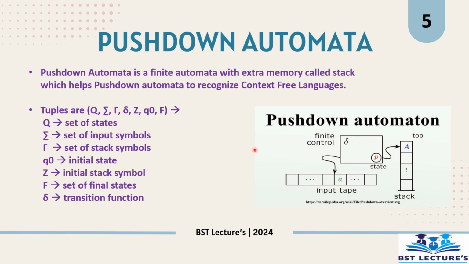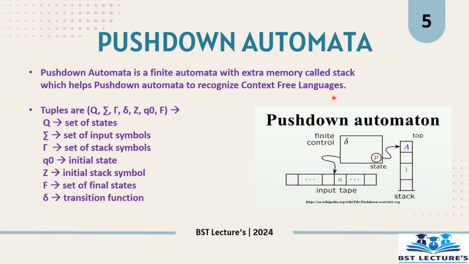In finite automata, we have regular language. In the same way, in the push down automata, we have context free language, and the grammar used in this push down automata is context free grammar. Okay, now let's see push down automata. Push down automata is a finite automata with extra memory called stack. The point to be noted is that the extra memory called stack helps push down automata to recognize context-free languages.